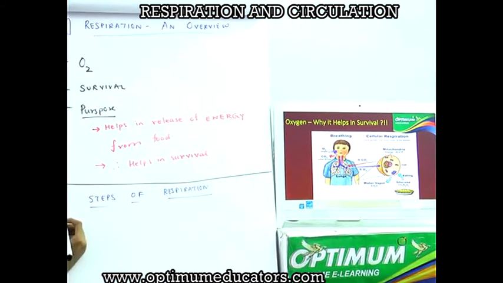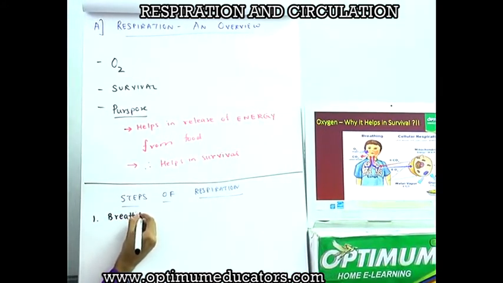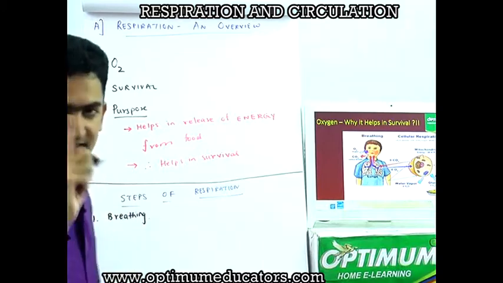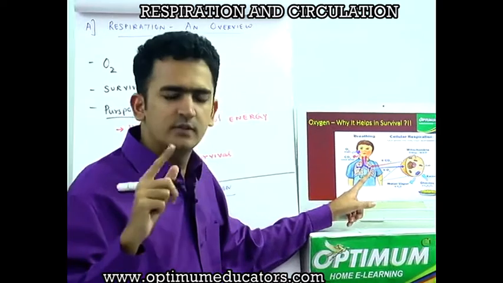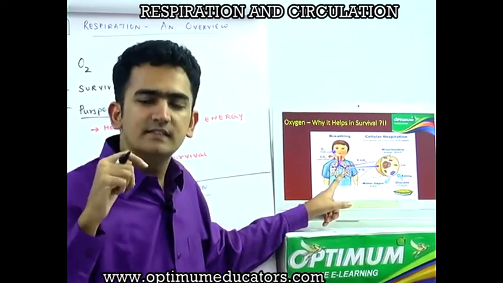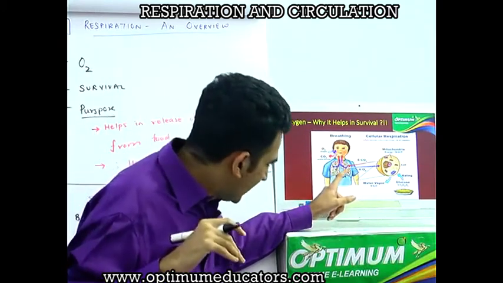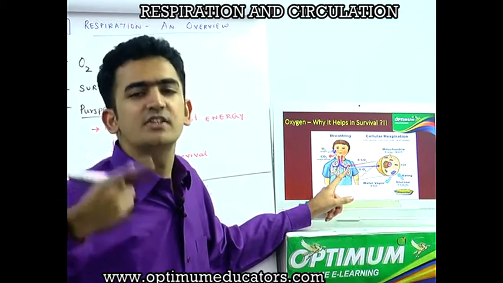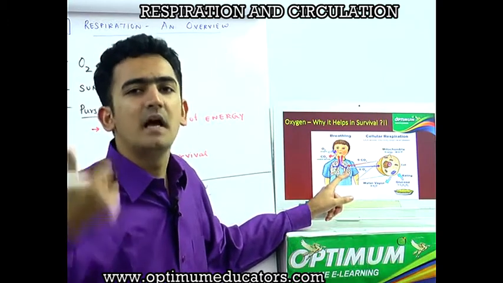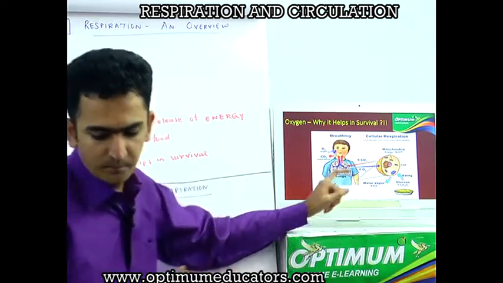And this step is called as breathing. Now understand, students, where does step number 1 end? Step number 1 ends in the lungs. The moment air reaches the lungs, it is end of step 1. From the lungs, the oxygen rich air has to enter the blood. So that becomes step number 2.